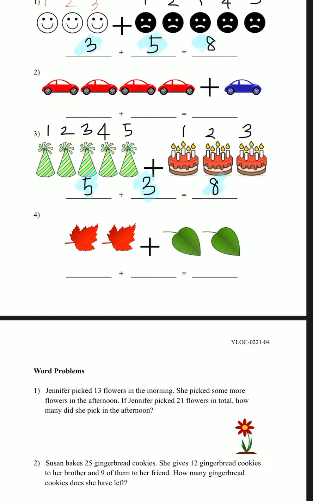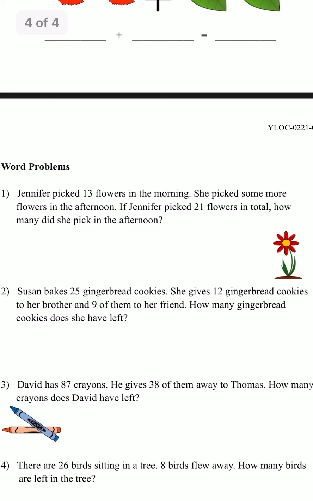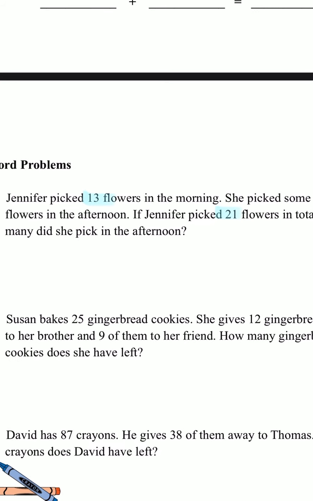Now we're going to try the word problems. We're trying number 1. So Jennifer picked 13 flowers in the morning. She picked some more flowers in the afternoon. If Jennifer picked 21 flowers in total, how many did she pick in the afternoon? So we know that she picked 13 in the morning, and after picking all the flowers, she has 21. So we're going to do 21 minus 13.